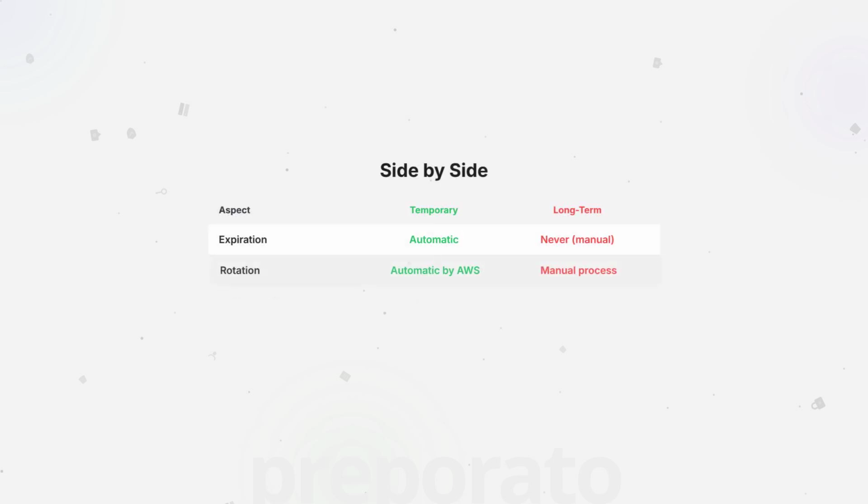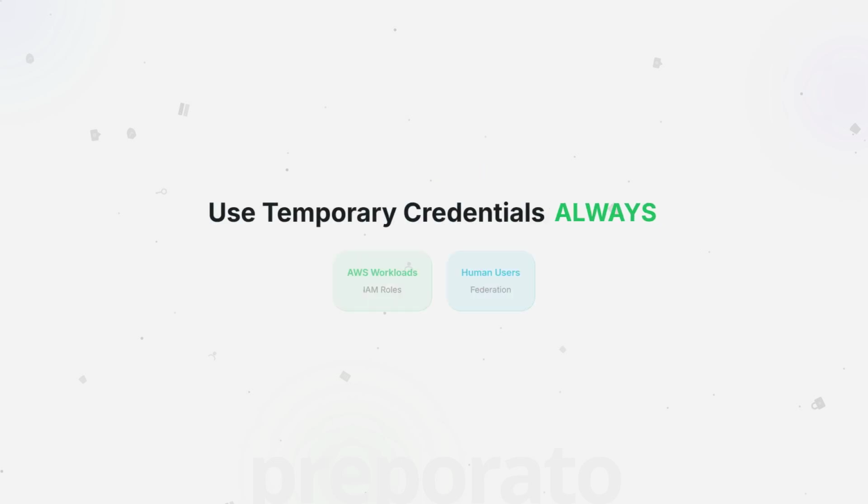Let's put them side by side. Expiration? Temporary credentials expire automatically. Long-term? Never, unless you do it yourself. Rotation? Automatic versus manual. Storage risk? Temporary credentials are never stored. Long-term credentials can end up anywhere. Security level? High versus lower. The bottom line? Use temporary credentials whenever possible. This means IAM roles for AWS workloads and federation for human users. Only use long-term credentials when there's no alternative, and if you must, rotate them regularly.